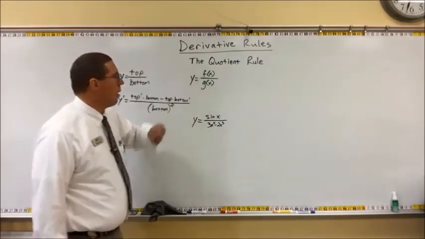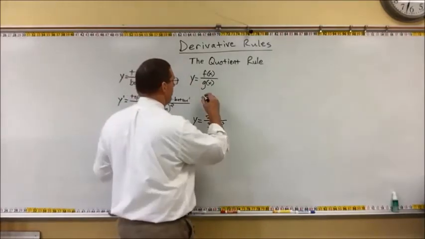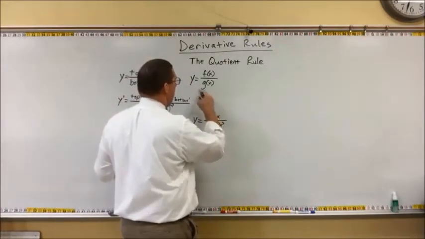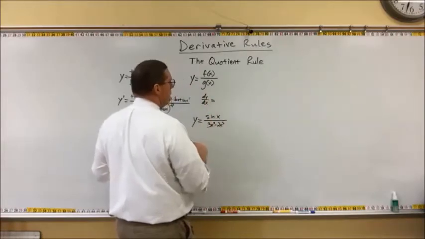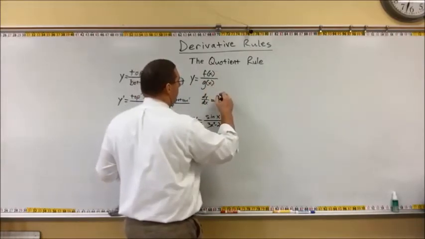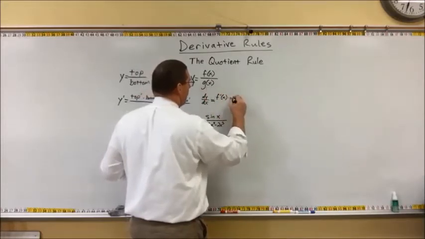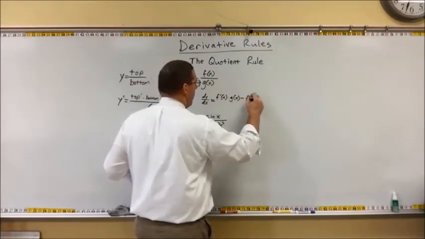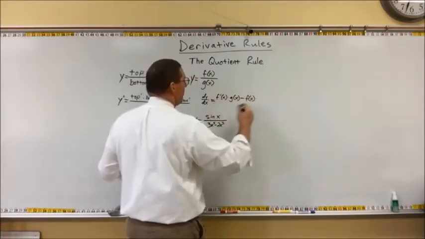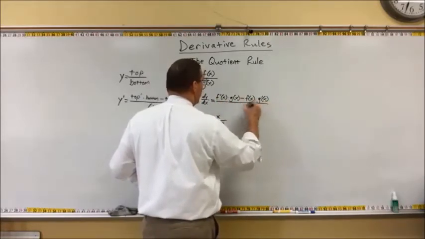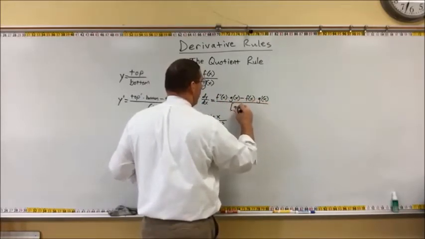Let me show you how it would look probably in a calculus textbook. You'll see dy dx, or y prime, is equal to the derivative of the top, which is f prime of x, times the bottom, g of x, minus the top, f of x, times the derivative of the bottom, g prime of x, all over the bottom, g of x, squared.